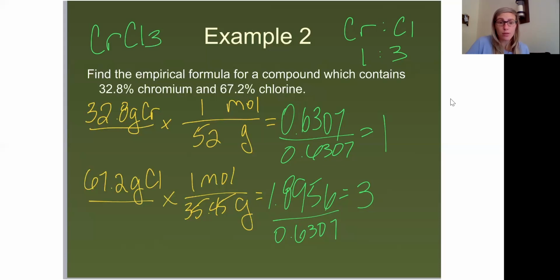So writing out those empirical formulas, we go through each one of those steps. Take our percent to mass, mass to mole, divide by that smallest, and take a look at that ratio.